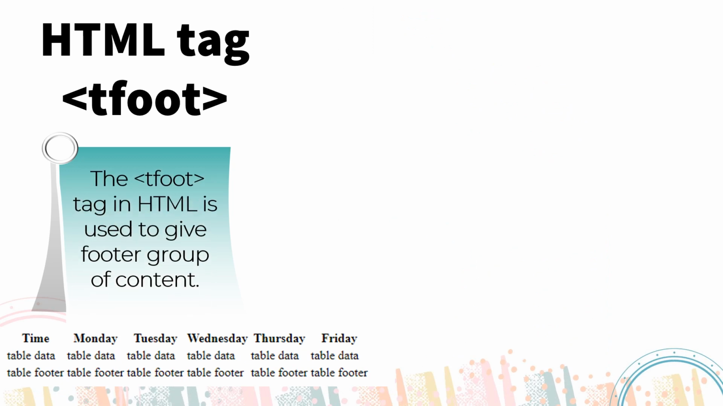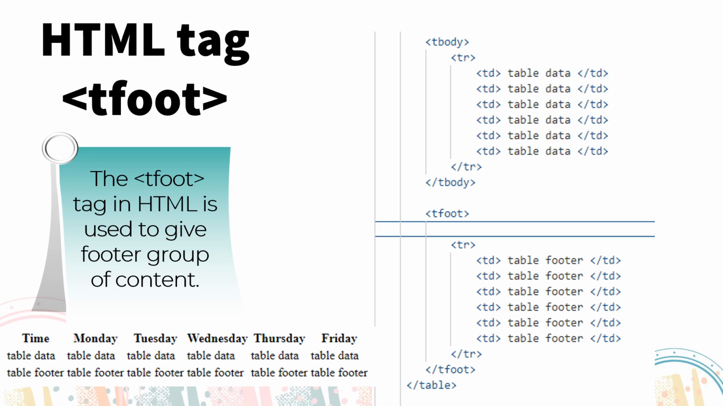What is the function of a T-foot? The T-foot tag in HTML is used to give a footer group of content. So let's take a look at this one. You can see here, guys, I have here a T-foot. You can recall our lesson about the header, and then we have the main, we have the footer. The header can be compared to T-head, and the content of the page, in which the main is used in the semantic elements, is the T-body, and for the footer, it's the T-foot.